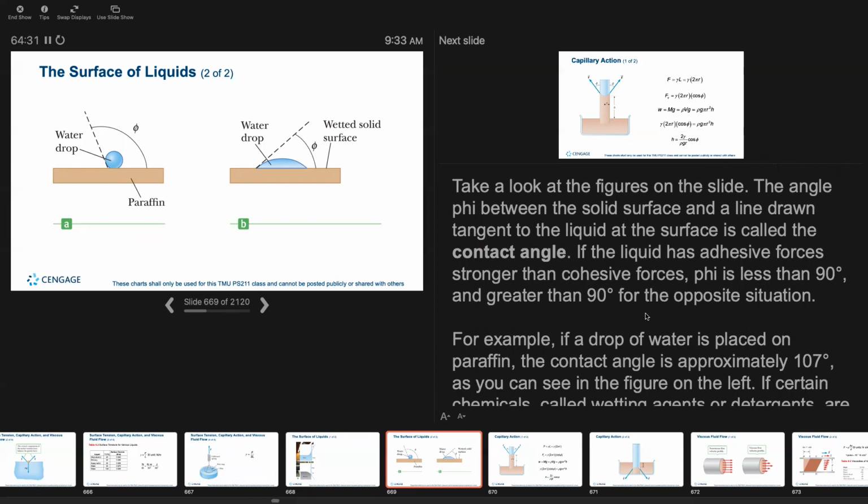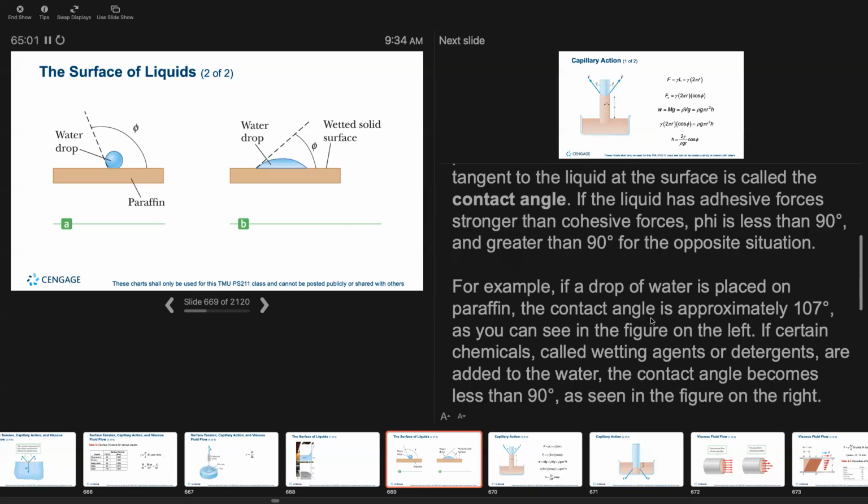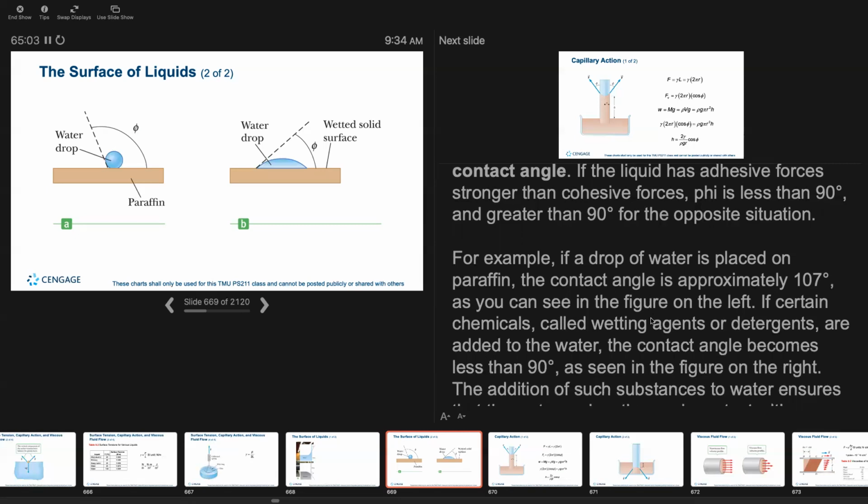If we look at the figure on here, the angle phi between the solid surface and a line drawn tangential to the liquid at the surface is called the contact angle. If the liquid has an adhesive force stronger than cohesive force, phi is less than 90 degrees, and greater than 90 degrees for the opposite situation. For example, if a drop of water is placed on paraffin, the contact angle is approximately 107 degrees, as you can see in the figure on the left. If a chemical called a wetting agent or detergent is added to the water, the contact angle becomes less than 90 degrees, as seen in the figure on the right.